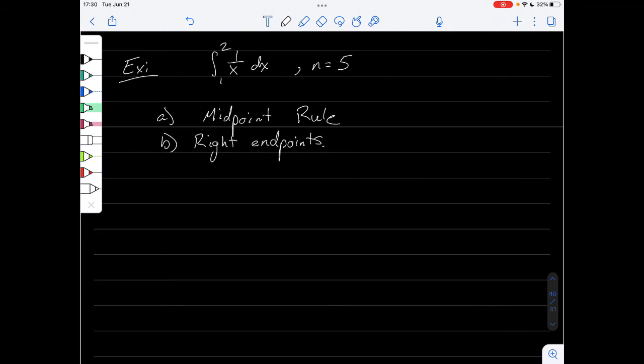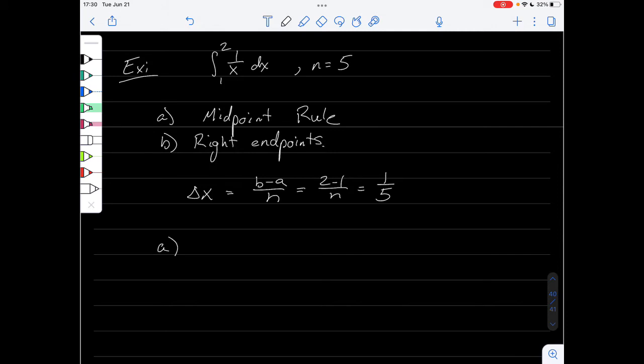So we're going to find the integral of 1 over x dx using 5 partitions, using both the midpoint rule and the right endpoints. Since delta x is the same for both of them, I'm going to write it up above before I even start. So delta x we know is b minus a over n. So this is 2 minus 1 over n, or 1/5.